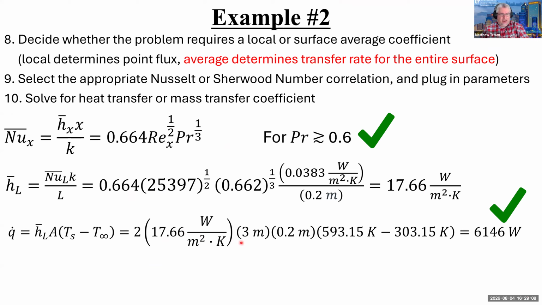Here's my H value. Here is my height of my plate, my width of my plate, and then temperature difference. I get 6.1 kilowatts, 6,146 watts. This checks with the book pretty well. So I'm going to go with that as my answer for the first part.